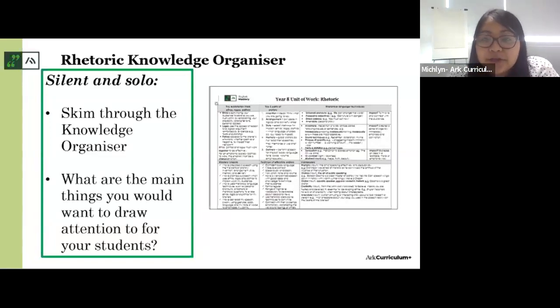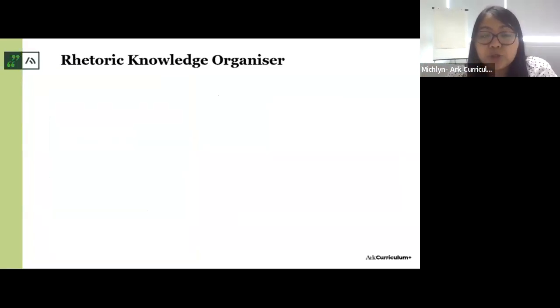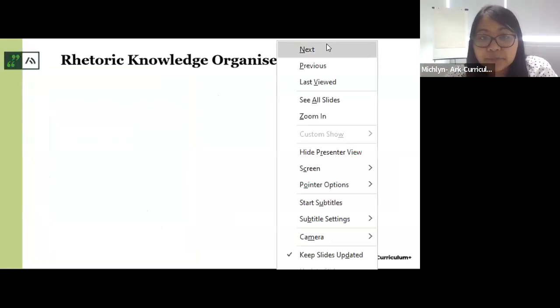Okay. So obviously that's for you to keep and have a look at. This is the knowledge organizer that we share with students. We do have a separate unit intent for teachers, but we just wanted to give you a taste of what students would have in terms of their knowledge organizer for this unit.